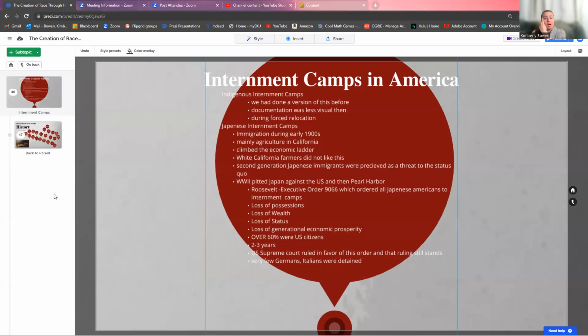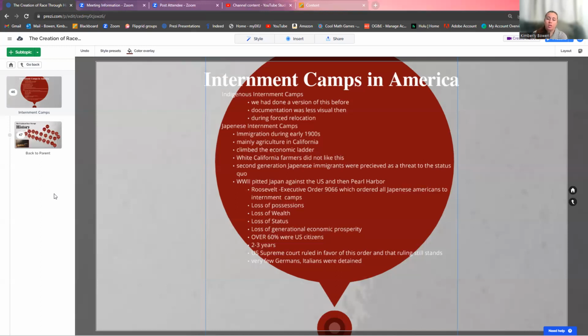But anyway, we also did Japanese internment camps. Immigration during the early 1900s led a lot of Japanese individuals into California, mostly for agriculture. Again, they climbed this economic ladder. You're seeing this repeating history, right? And white California farmers did not like this. They were already starting to push for policies to really change this structure and the social dynamics that were happening here. But second generation Japanese immigrants were perceived as a threat to that status quo. And so they were looking for a reason to justify the take-them-down-a-peg ideology that these white agricultural California farmers had.